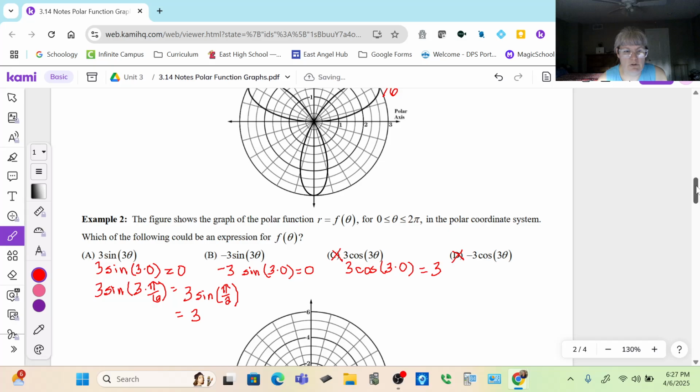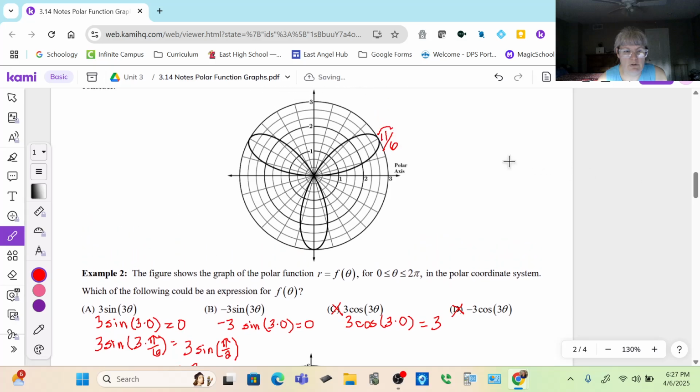So if I look at my graph, we used pi over 6 for theta. When we simplified, we got a radian value of 3. So my answer is going to be A. If I had tried it with B, I would have had a measure of negative 3, and that means that my graph would be over on the opposite side of my polar grid. So when you have a negative R value, you go backwards from your radian measure that you used. You go opposite in direction.